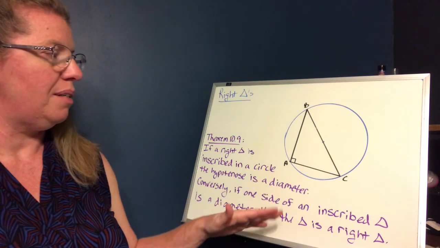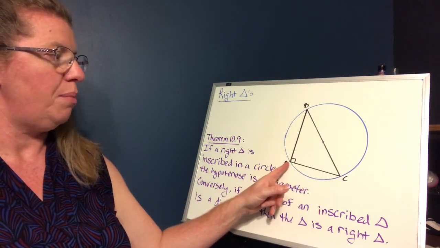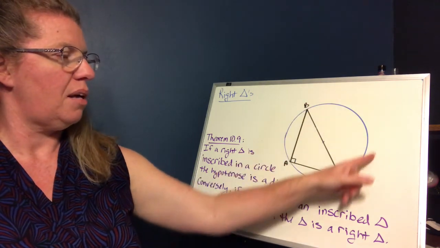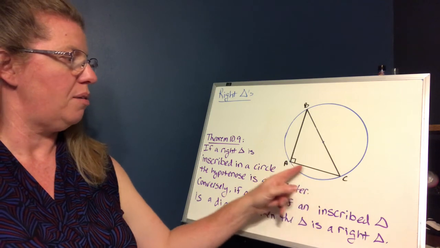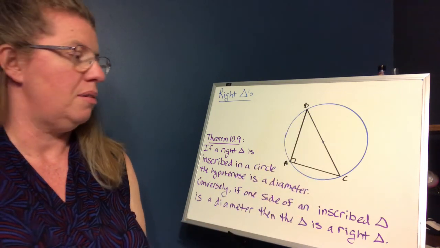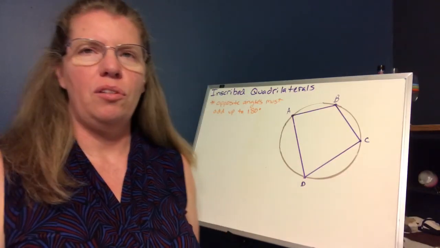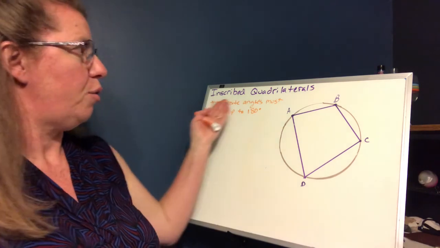Okay, hopefully that one makes sense. Anytime you see that diameter, you make a triangle from there, it has to be 90 because that arc is 180 degrees, okay? Vice versa, whenever you see that right triangle, you know you're going to wind up with a diameter even though they don't mark it. So watch that. Okay, let's look at our second special inscribed polygon, and it is inscribed quadrilaterals.